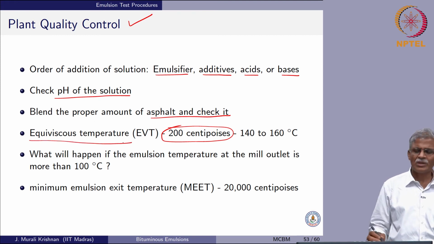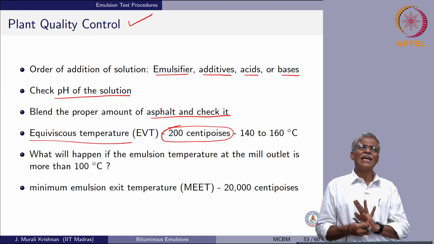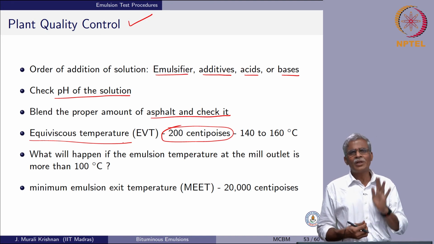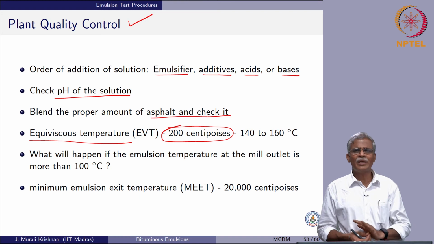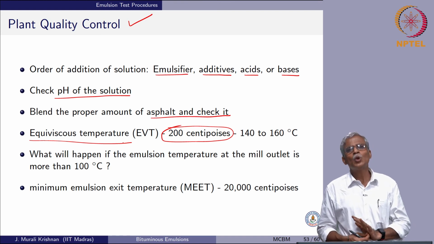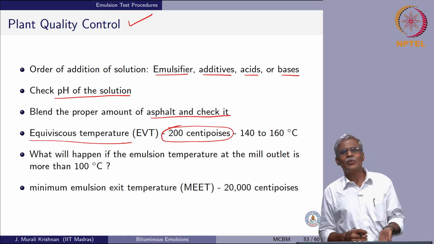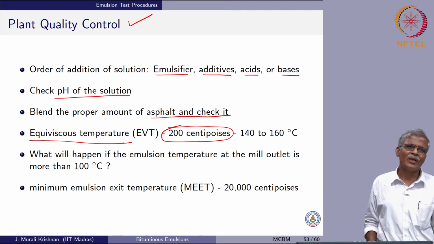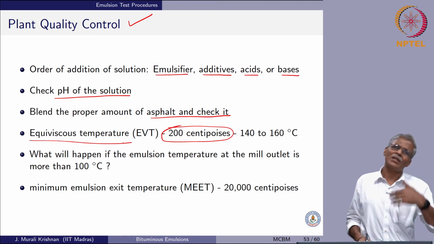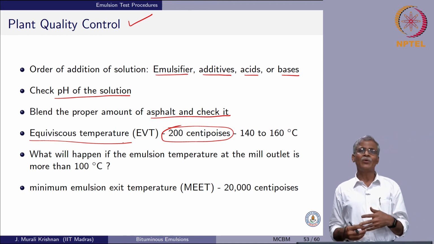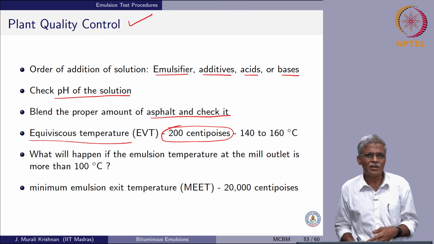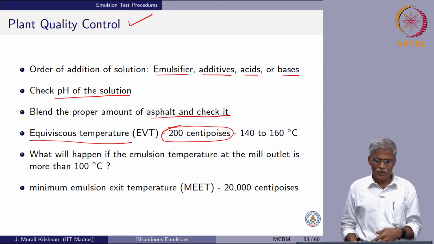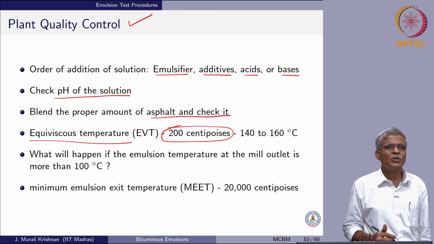So, in fact, what you really need to do is this concept of what is really called the equi-viscous temperature. That means you do not really care about the temperature. What you really want to do is, okay, I do not really worry about the temperature, just give me a binder which is having a viscosity of 200 centipoise. So, you could get it at 120 degree centigrade, you could get it at 140 degree centigrade. That is what we really call the equi-viscous temperature, and in our course earlier also, when we talked about the mixing and compaction temperatures for bituminous binders and mixtures, we were talking about the equi-viscous temperature.